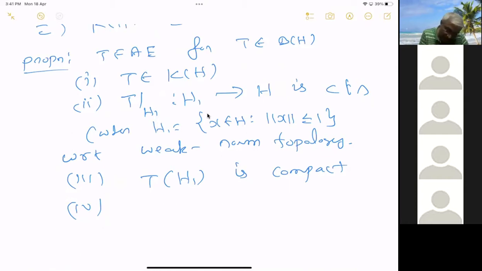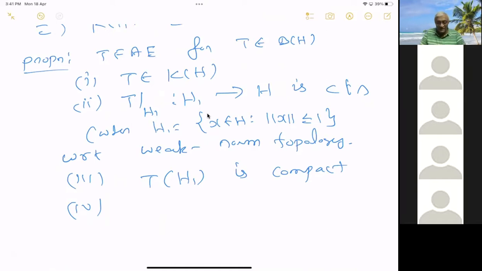So this will imply that T of H1, it will follow from that. I mean, 2 to 3 is trivial. That's what I'm saying. Anyway, we will see in the proof. T of H1 is compact. This is also equivalent to saying, no, I wanted to say something else.